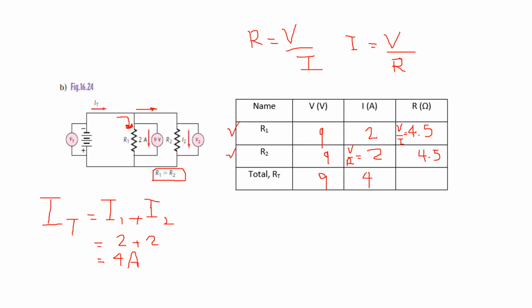So now, R total is going to be this divided by this. So 9 divided by 4, it will give me 2.2 ohms. So that's how you can see your entire table is filled and the circuit is solved.